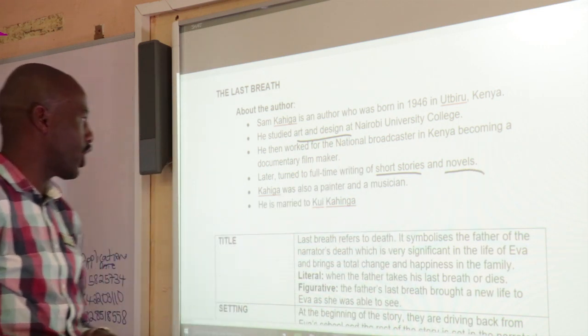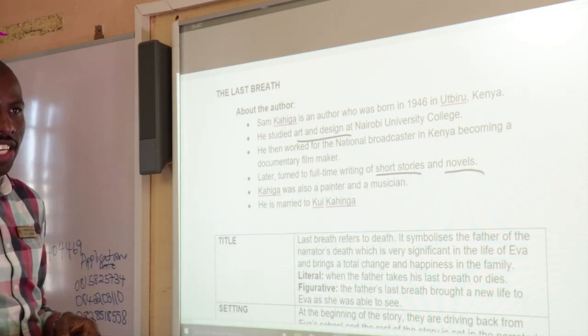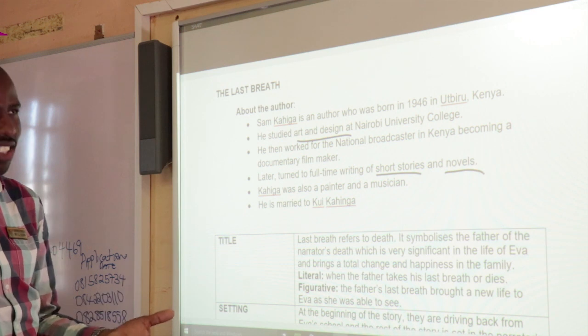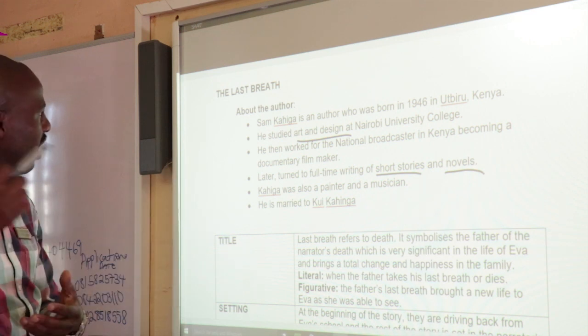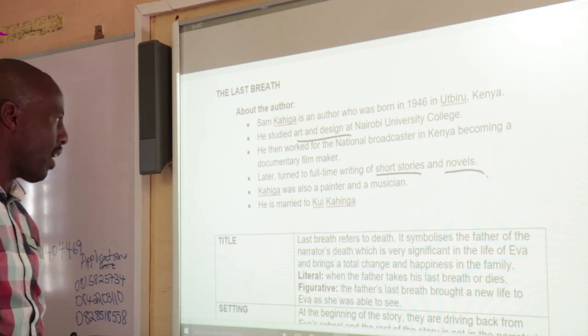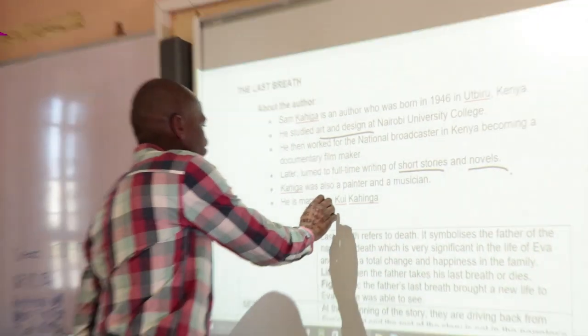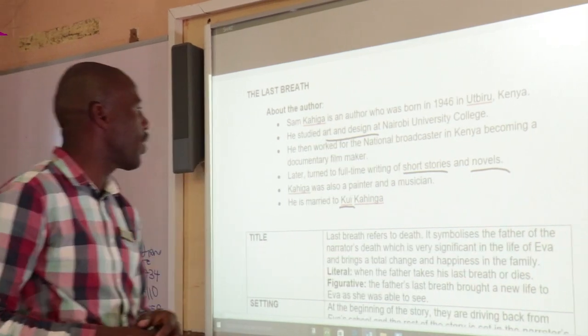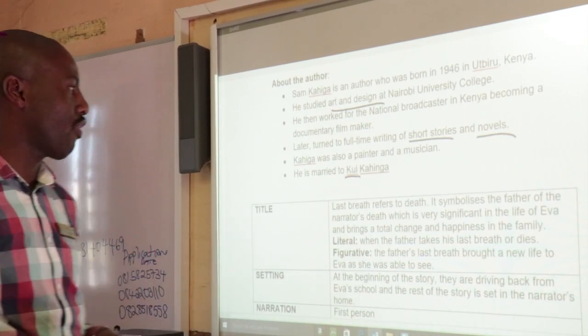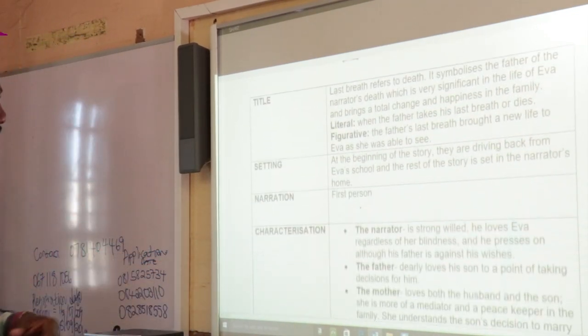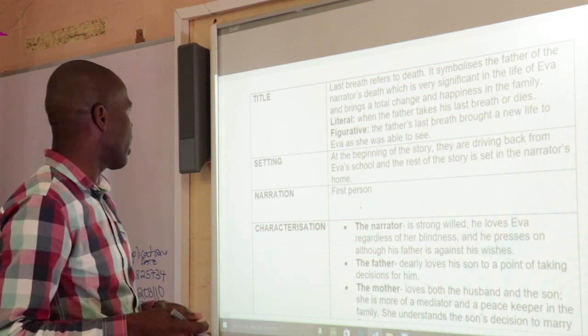And today we are going to do a short story. He was also a painter and a musician, a man of many talents. He did a lot of things: writing, broadcasting, painter and musician. He's a man of many talents. He's married to a very beautiful lady, Kuyi Kahinga. You can go to the internet and look at their wedding.